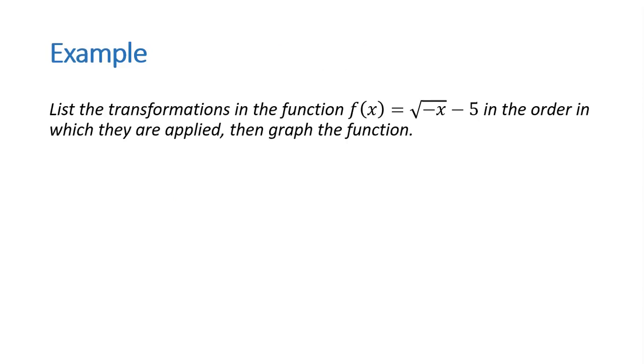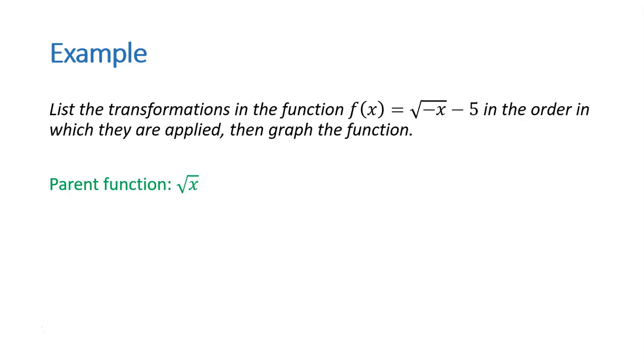So we want to list the transformations for this particular function, specifically in the order that we're going to apply them in, and then we want to graph our function. So our particular function is f of x is equal to the square root of negative x minus 5. So with any graph, make sure you identify the parent function first. So if you strip off any addition, subtraction, or multiplication, what are you left with? In this case, we're left with the square root of x, so that's going to be our parent function. That's going to be the starting point for our graph.